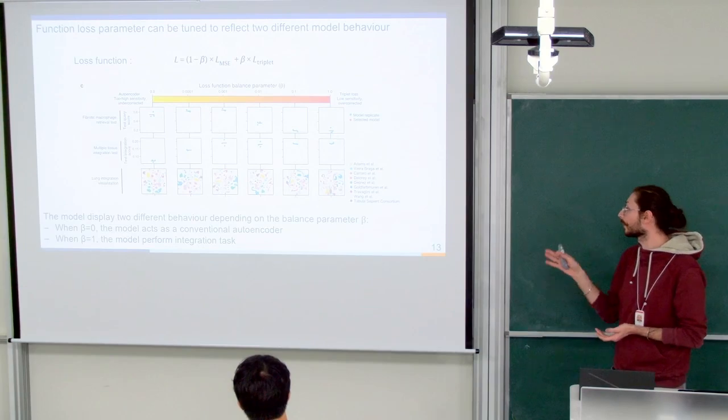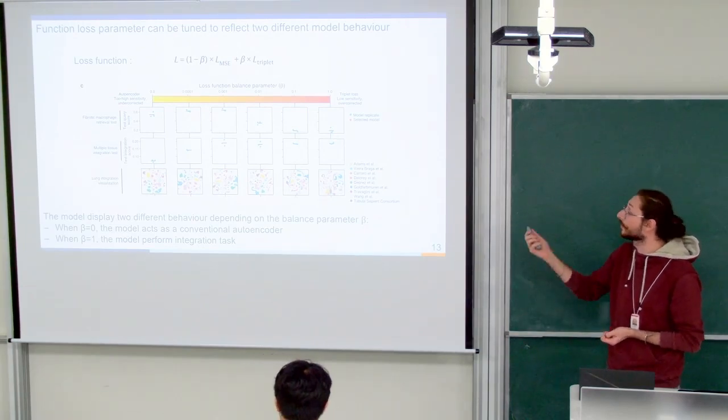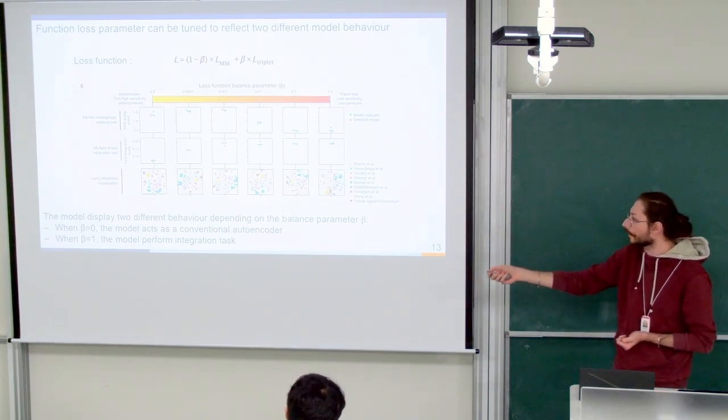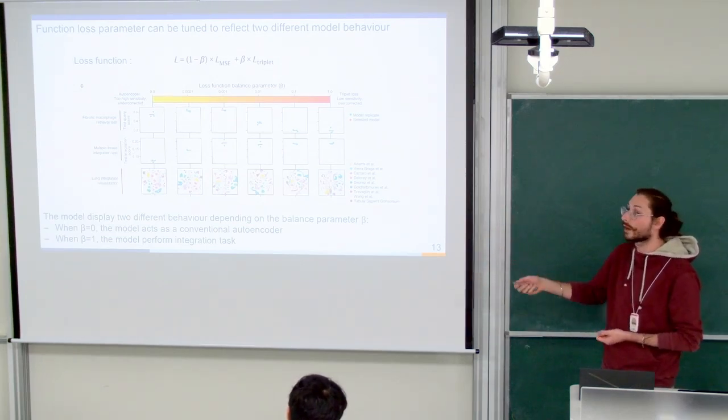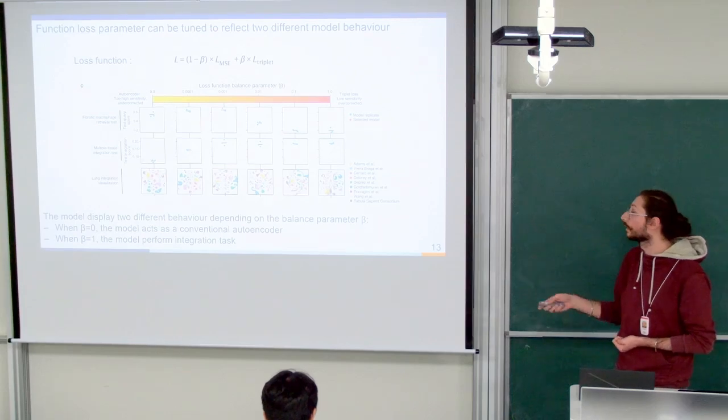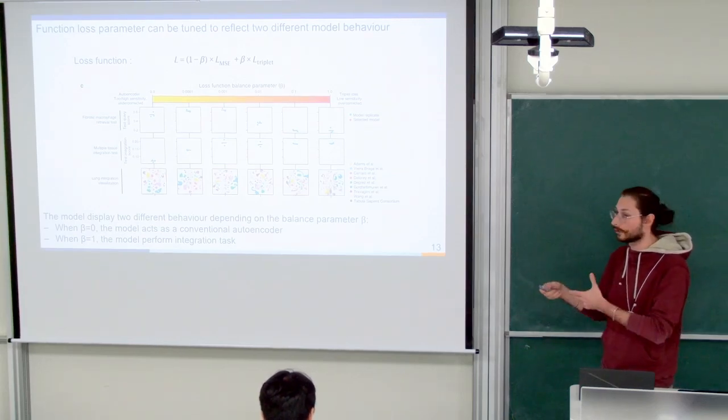To summarize, we have two different behaviors depending on the value of the parameter beta. When beta is equal to 0, the authors say the model acts more as a conventional autoencoder. But when the parameter beta is equal to 1, the model acts more as a batch integration tool.